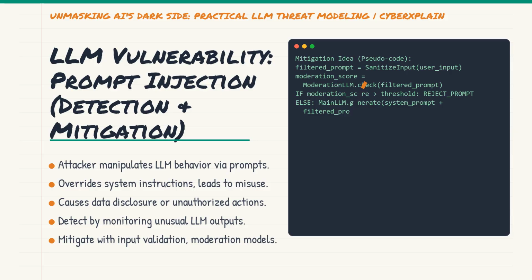Mitigation strategies include robust input validation, using a separate moderation model to filter malicious prompts, implementing privilege separation for the LLM's actions, and careful prompt engineering to make system instructions robust. Don't trust user input near your LLM.